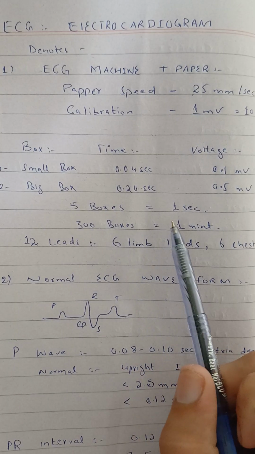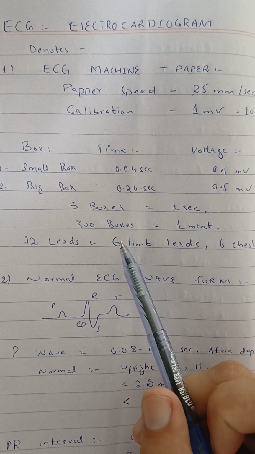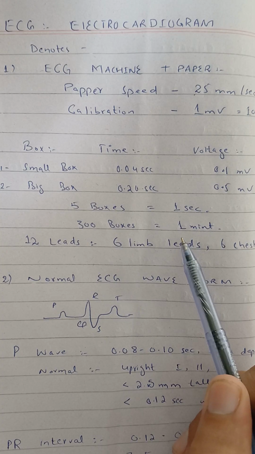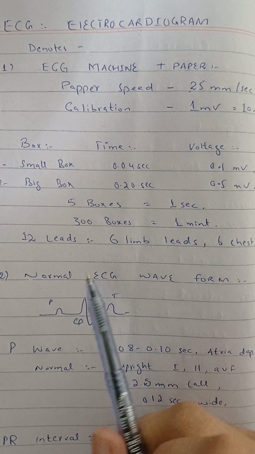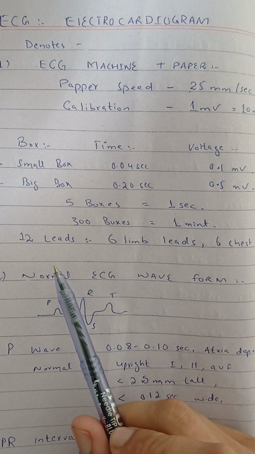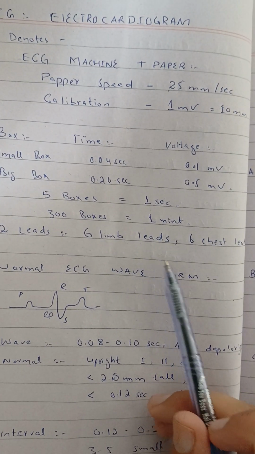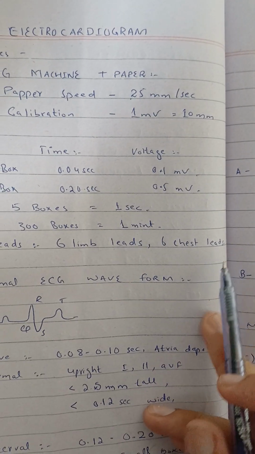5 big boxes is equal to 1 second, and 300 boxes means that it recorded the electrical activity of the heart for 1 minute. The ECG machine has 12 leads, which include 6 limb leads and 6 chest leads.